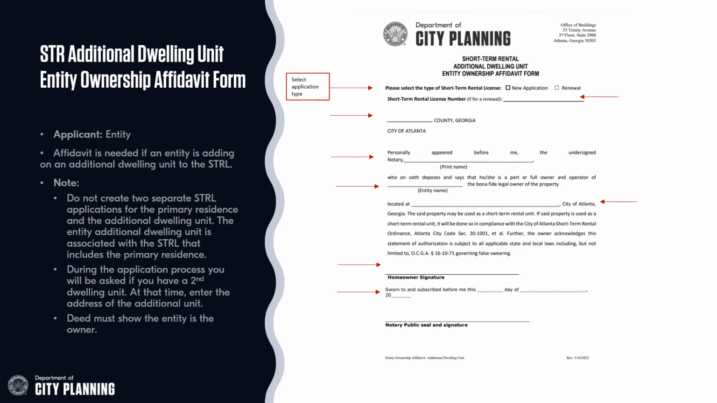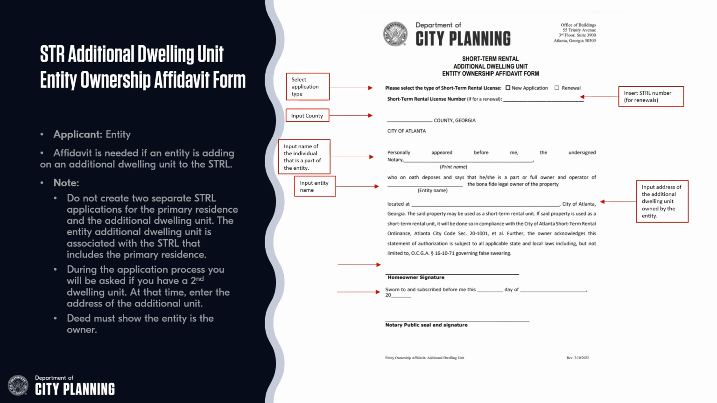Select application type, new application or renewal. Insert the STRL number, this is for renewals. Input county. Input name of the individual that is a part of the entity. Input entity name. Input address of the additional dwelling unit owned by the entity. Input signature of part or full owner of the entity. And below is the section for the notary.